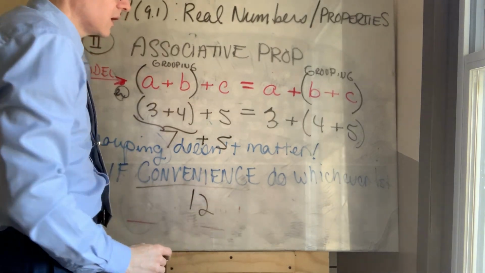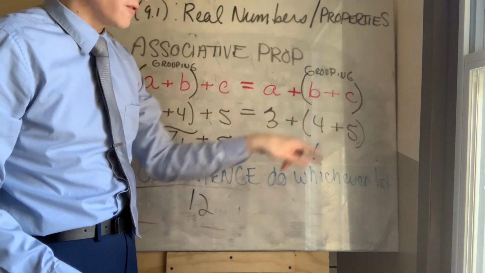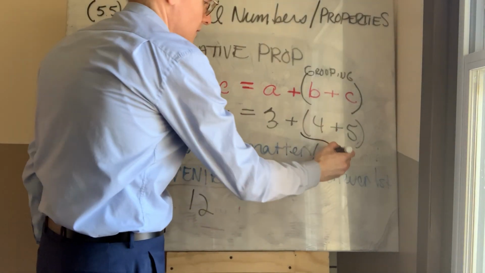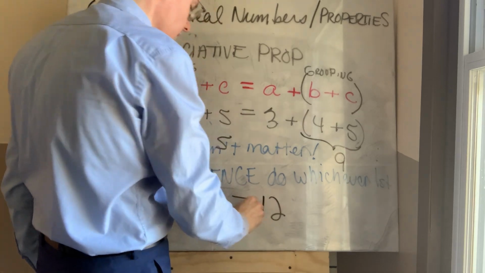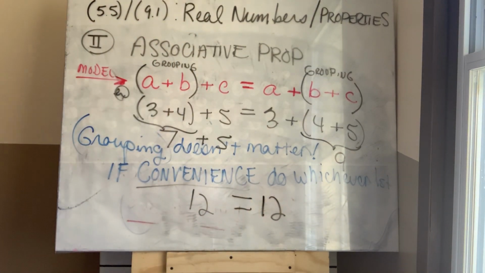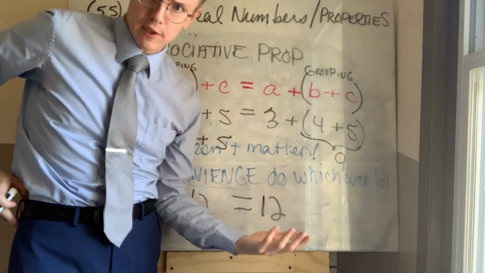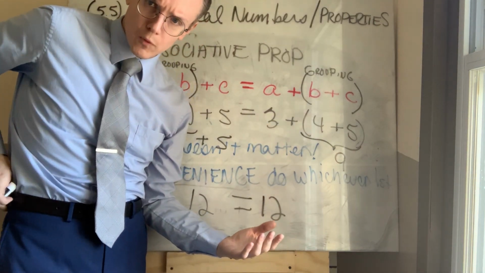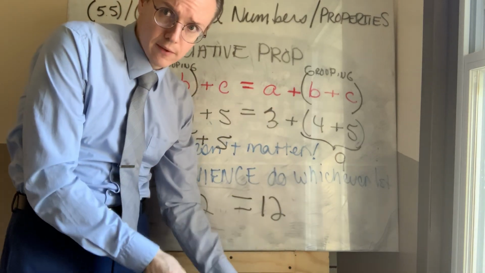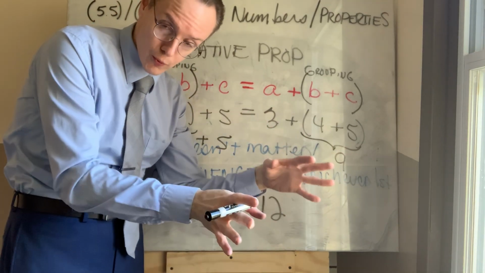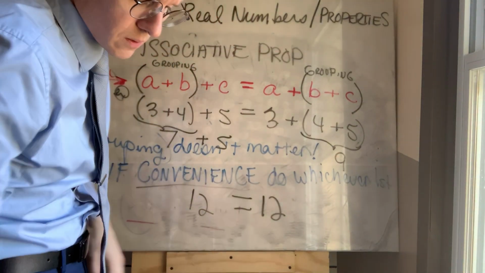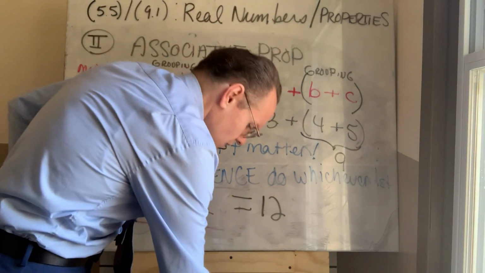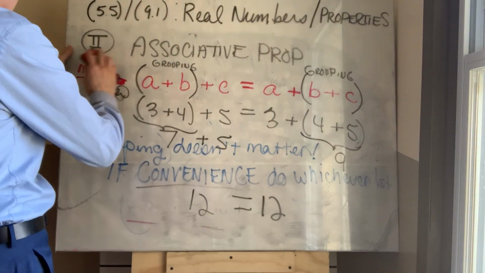If strategically you would prefer, for the sake of convenience, to do these 2 first, then that would be 9. And 3 plus 9 would still be 12. The associative property, or I should say this grouping technique of deciding strategically which things to group, is even more convenient when you get to the distributive property. We'll do one multiplication and then move on.